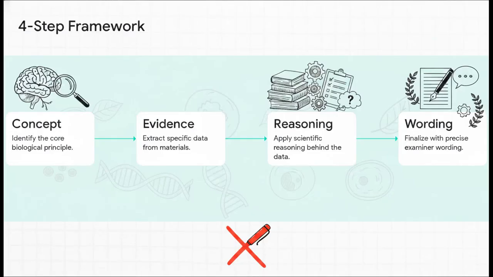So, how do we avoid that dreaded red pen? Well, we're going to use this 4-step procedural framework to elevate any response from just a simple observation to a structured, data-driven argument. Honestly, this is your ultimate high-mark exam strategy. Step 1. Identify the core biological concept. Step 2. Extract specific evidence and data from the materials you're given. Step 3. Apply your scientific reasoning. Really explain the why behind that data. And finally, Step 4. Lock in your answer using precise examiner wording and command words.